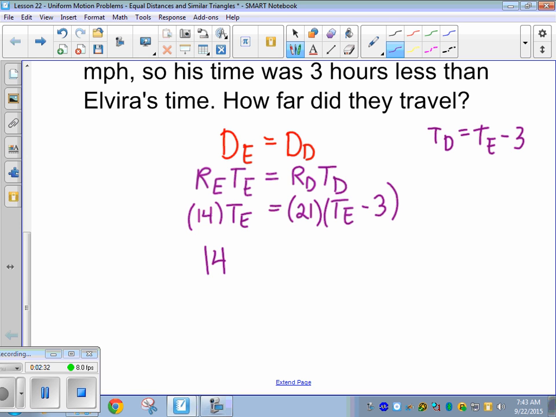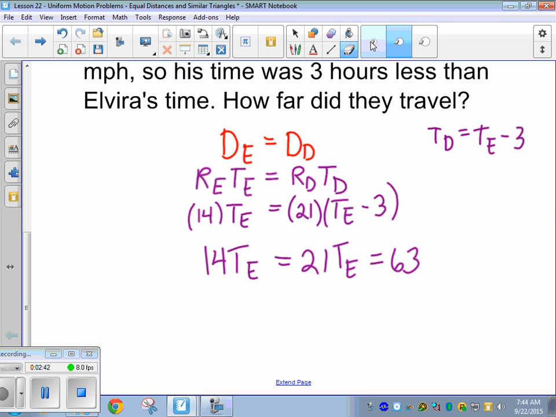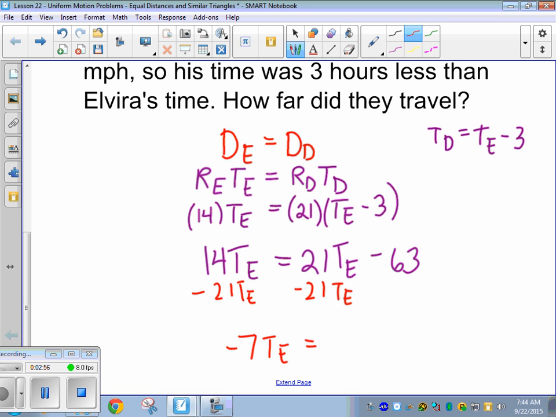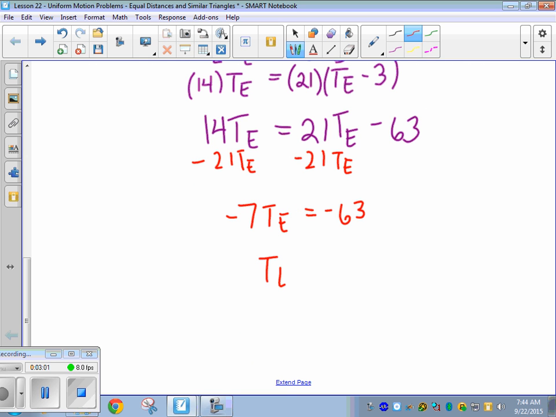So I have 14 TE. We're going to distribute the 21 here. So that's 21 TE minus 63. That should be a minus sign. Hold on. Okay. All right, I'm going to subtract 21 TE from both sides. So that's negative 7 TE. Don't lose your negative 63 here. Divide both sides by negative 7 and we get 9.